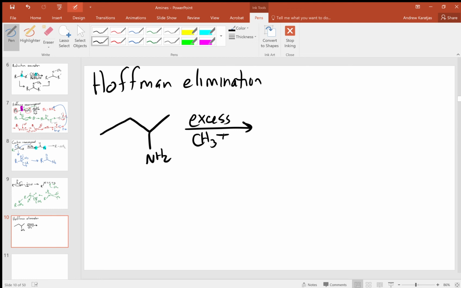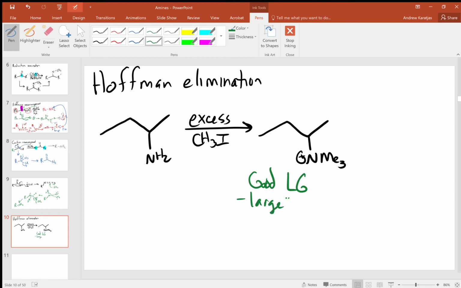So if we take an amine, and this is the most common example, and we add a large excess of something like methyl iodide, we end up with an ammonium salt. Now, this is a very good leaving group. But it's also a very large leaving group. And so if we can combine the large leaving group with a large base, we could say something like t-butoxide.